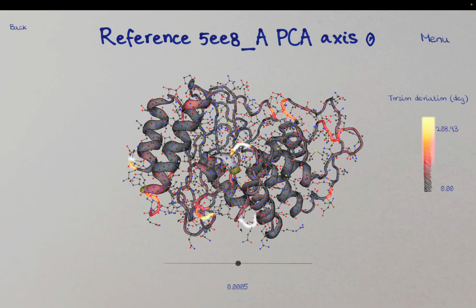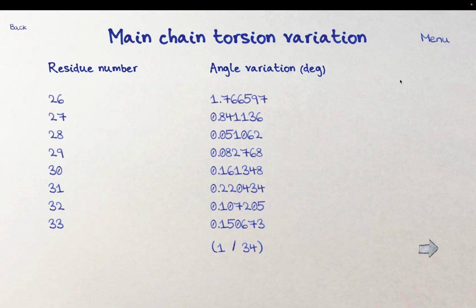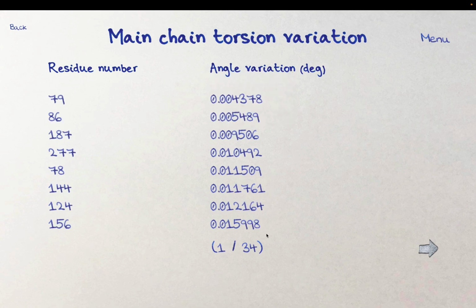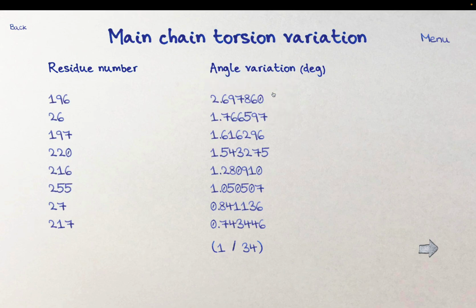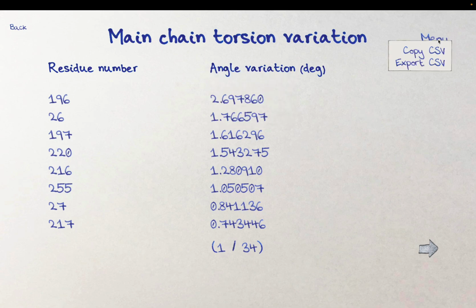It can be quite helpful to know the actual values, in which case if you press the menu and click Table for Main Chain, then you get these angles listed as a function of the residue number. You can also sort by the angle variation. If you sort by ascending, you will see the lowest angles first, and if you sort by descending, you will see the most variable torsion angles of the backbones of these residues. It's also possible to copy this list, and we can also export via the menu, either copying the CSV to the clipboard or exporting the CSV as a file. Let's go back to the Axis Explorer.